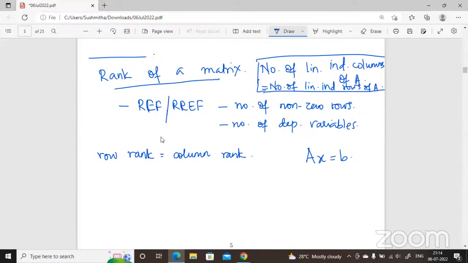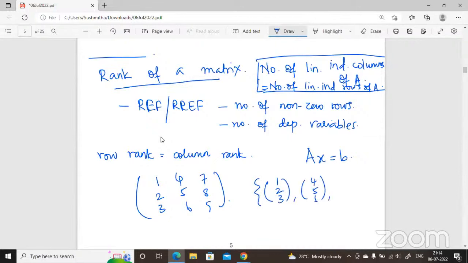No. Now I have a matrix. Let's not talk about AX is equal to B or anything. So I have some matrix: 4, 5, 6, 7, 8, 9. When I want to talk about the number of linearly independent columns, I will take each column as a vector. Now I have a set of 3 vectors, and I know how to check whether it is linearly independent or not, right? Yes. That is actually the definition of the rank of a matrix.